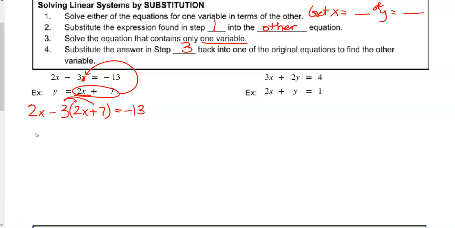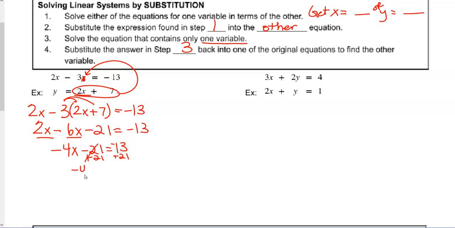So I first need to do that by distributing, and we did this way back in one of the earlier chapters. Negative 3 times 2x is a 6x. Negative 3 times a positive 7 is a minus 21, equals negative 13. We're going to combine like terms, simplify as much as you can. 2x minus 6x is minus 4x, minus 21 equals negative 13. Then I'm going to add 21 to both sides. And when I do that, this goes away and I get negative 4x is equal to a positive 8. Divide by the number next to the letter, and therefore x equals negative 2.